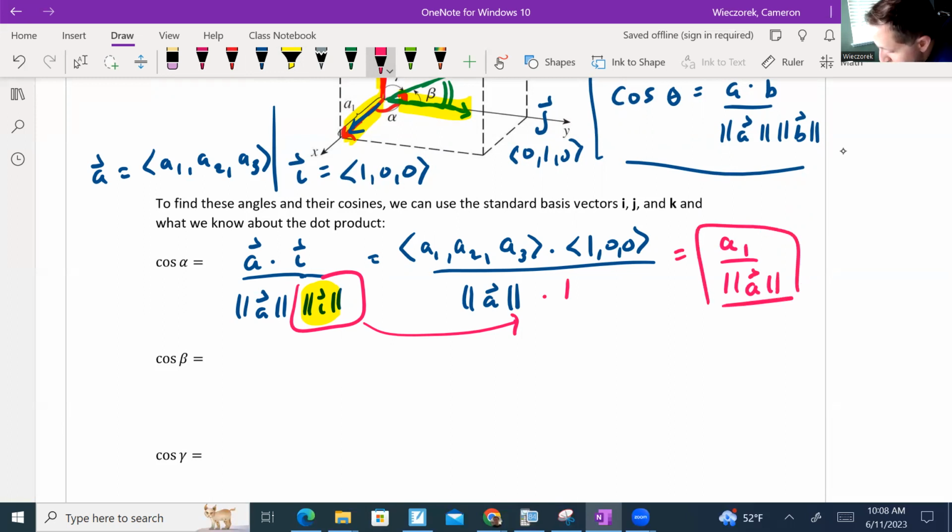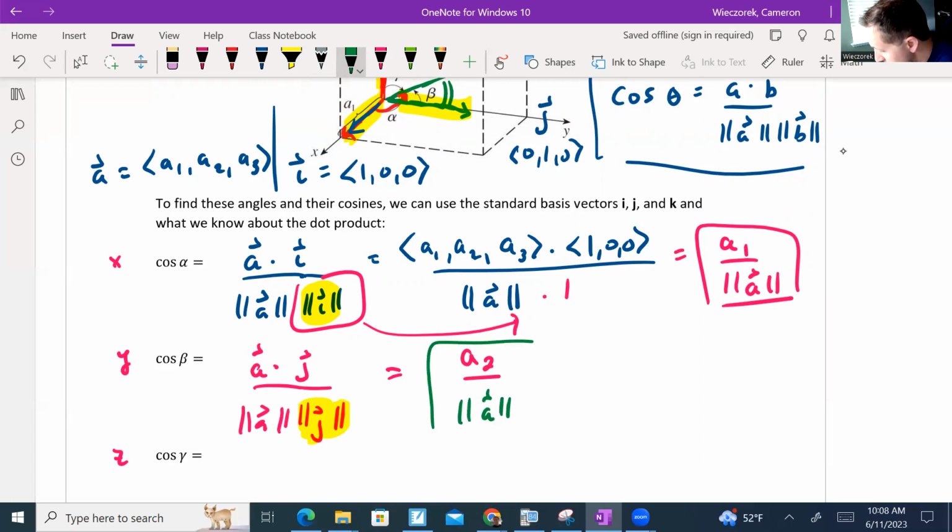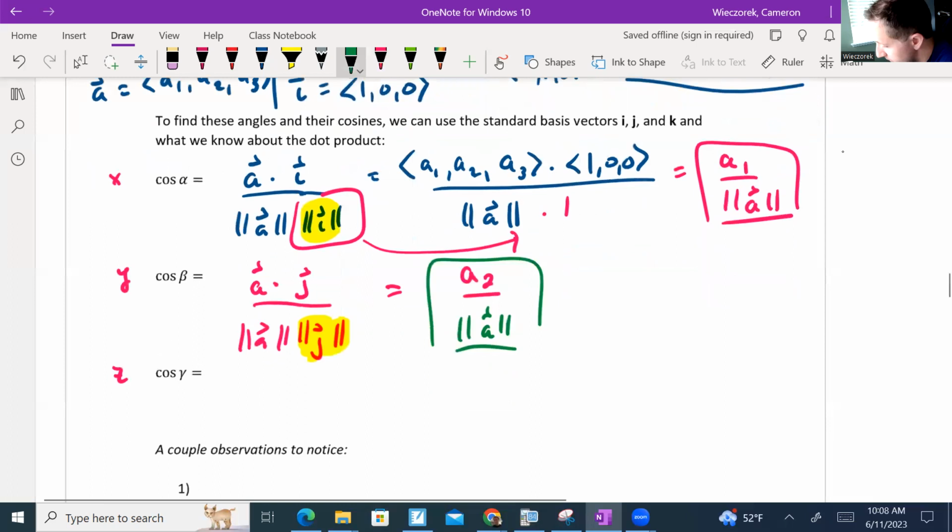And you could go through the same computation here. This time we're going to use J since we're using the y-axis now. Magnitude of A times magnitude of J. This time the first and third components are going to disappear and you're just going to be left with A2. Same as last time, J is a unit vector, so magnitude would be 1. So this time we get A2 over magnitude A.